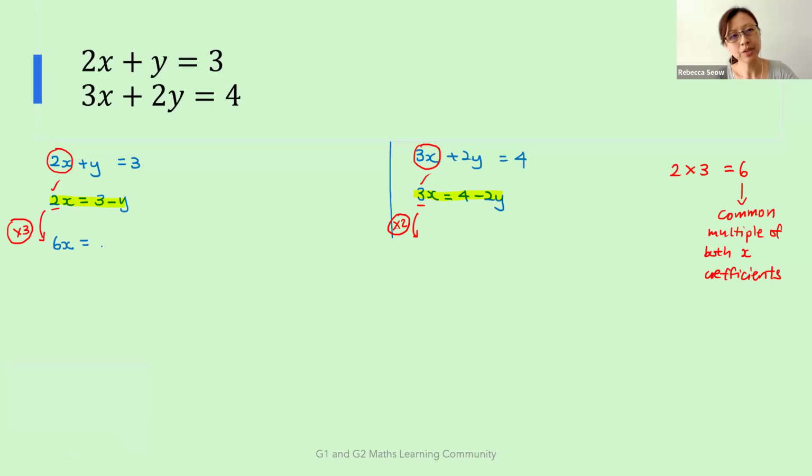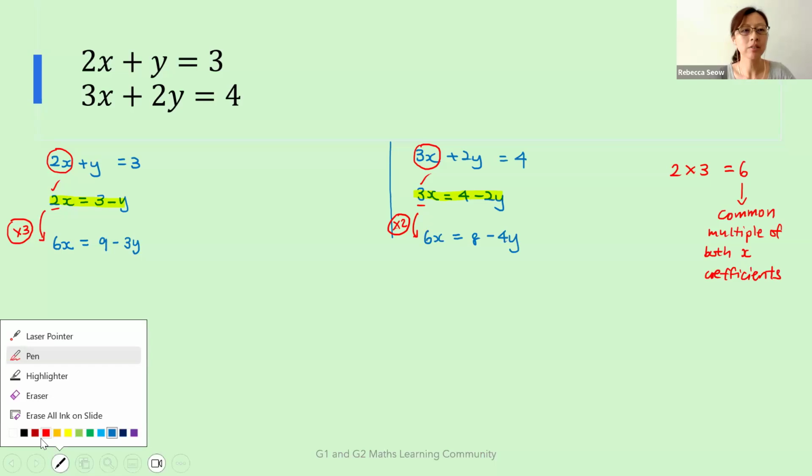3 times 3, I get 9. Negative y times 3, negative 3y. On the right-hand side, I am now going to multiply each term by 2. So 3x times 2, I will get 6x. 4 times 2, I will get 8. And negative 2y times 2, I will get negative 4y.